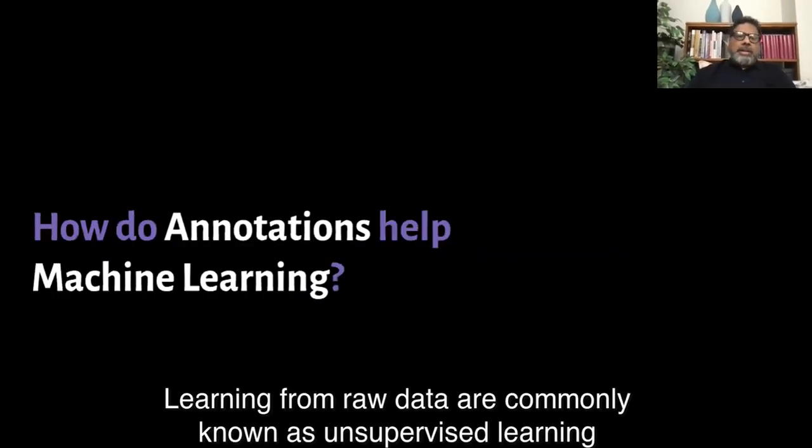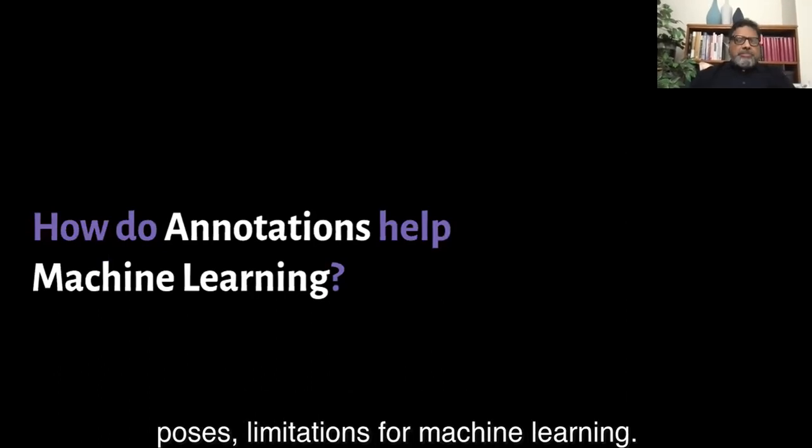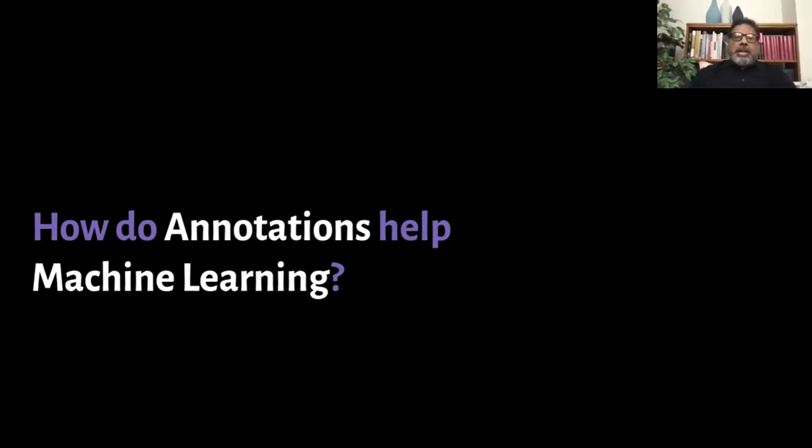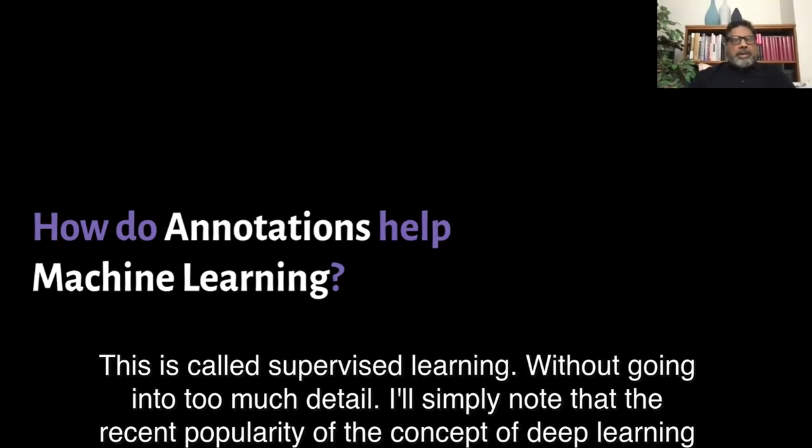Learning from raw data, commonly known as unsupervised learning, poses limitations for machine learning. As I described, modeling complex phenomena needs manual annotations. The learning algorithm uses these annotations as examples to build statistical models. This is called supervised learning.